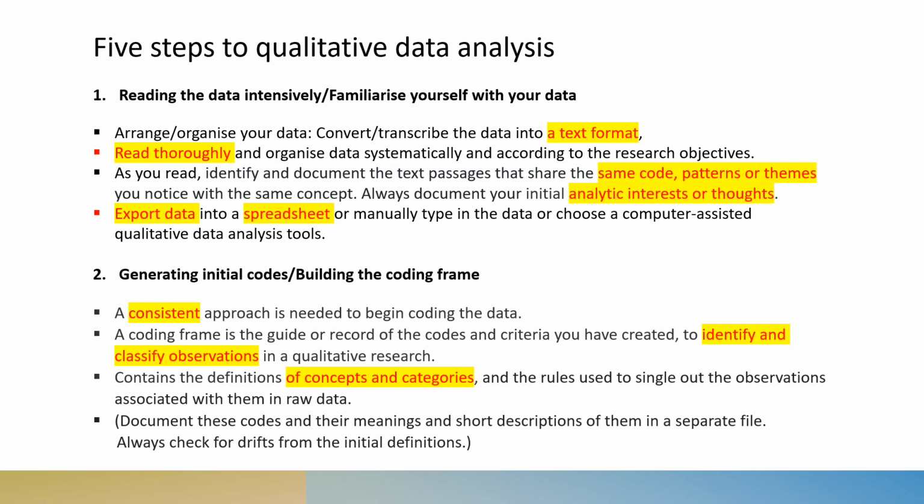Here are the 5 steps to qualitative data analysis. Firstly, read the data intensively to familiarize yourself with it. It's important that you arrange or organize your data. You will have to convert or transcribe the data into a text format. You have to read them thoroughly and organize the data systematically and according to the research objectives.